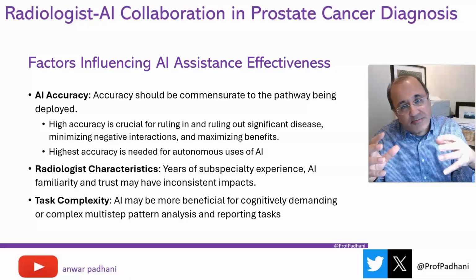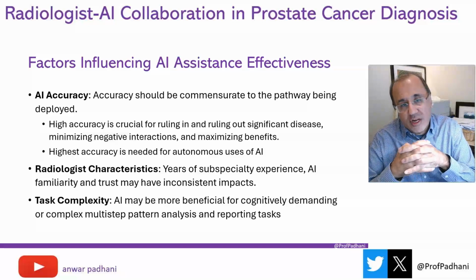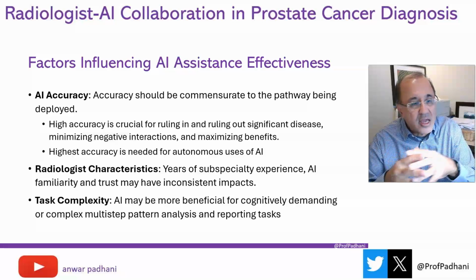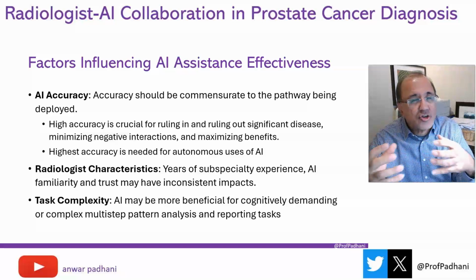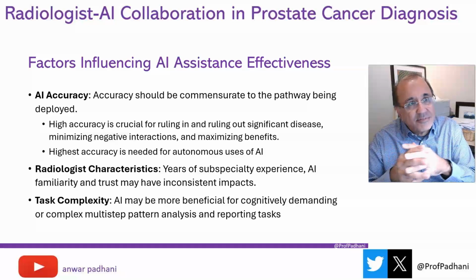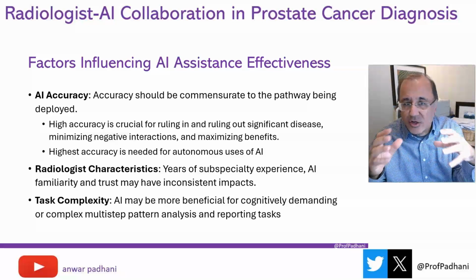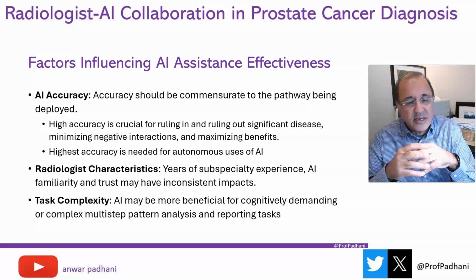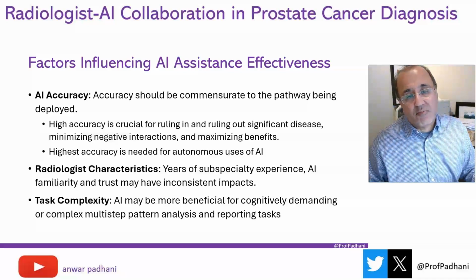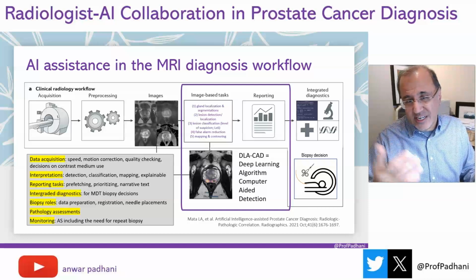Another thing that affects the AI assistant is the experience of the radiologists. The radiologist's familiarity with how the AI performs and how much trust he has in the AI. It's clear that AI is most helpful when there is a greater task complexity. And in fact, AI seems to be most helpful when there's a complex multi-step pattern analysis and reporting task, which is what radiologists have to undertake for prostate cancer diagnosis.